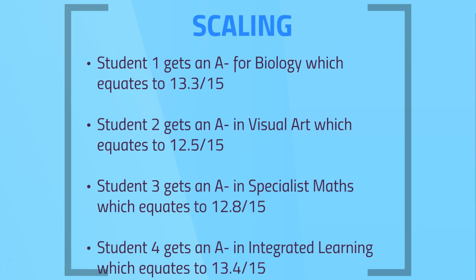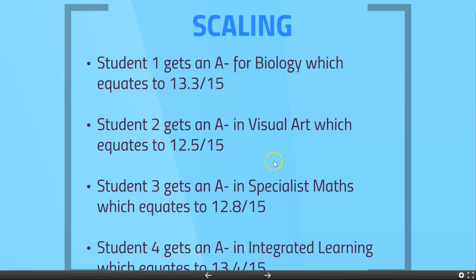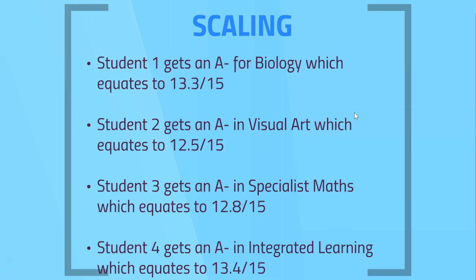An example of this, and you saw this earlier when we were looking at the students, is that an A- for biology, and these were all results from a previous year, was equal to a 13.3 out of 15, whereas an A- in visual art was 12.5 out of 15. An A- in specialist maths was 12.8 out of 15, and an A- in integrated learning was actually 13.4 out of 15. So based upon this, you would actually recommend that a student does integrated learning, because that's the one where an A- gets them their highest score.